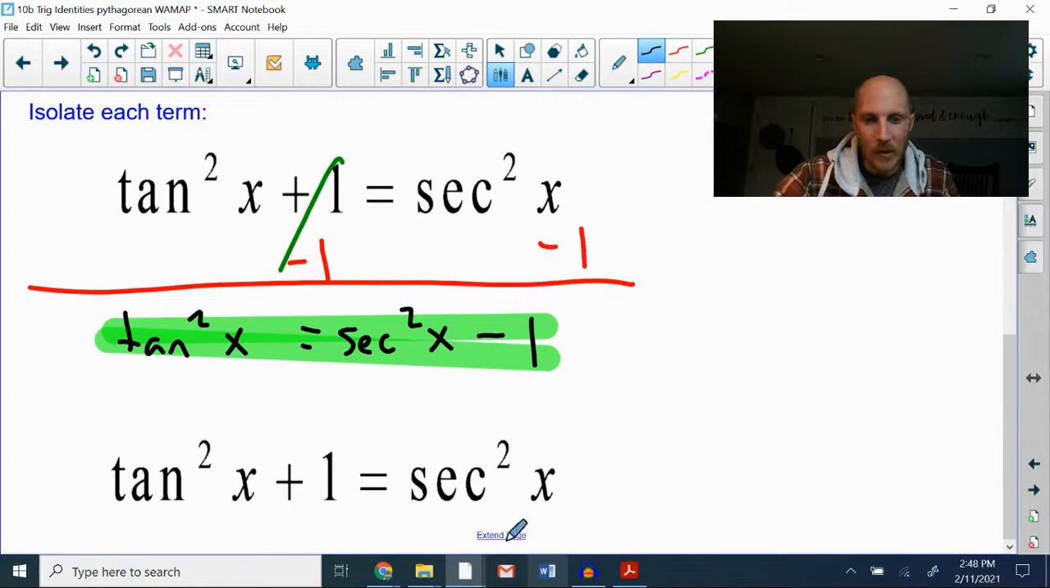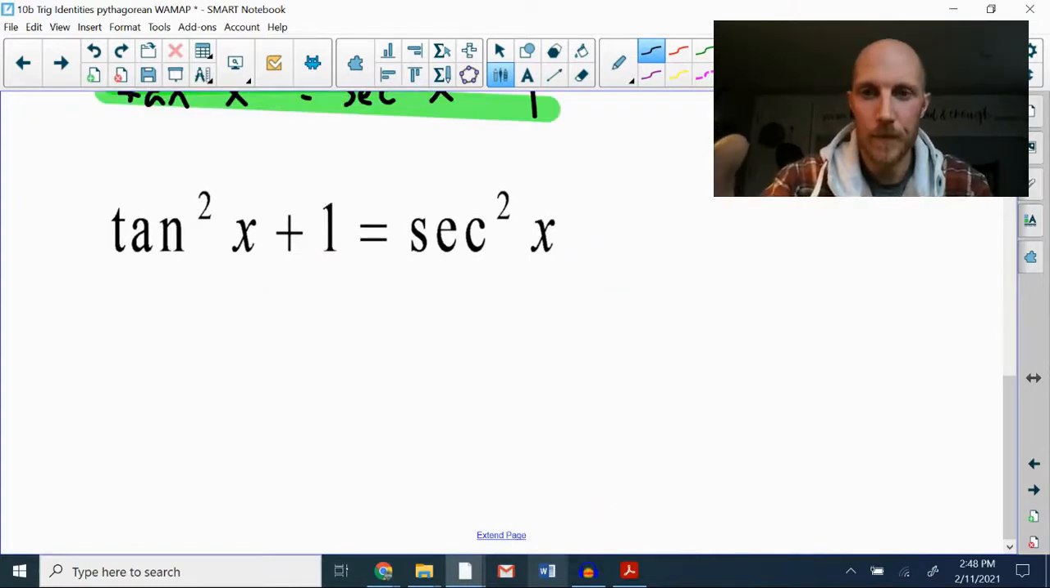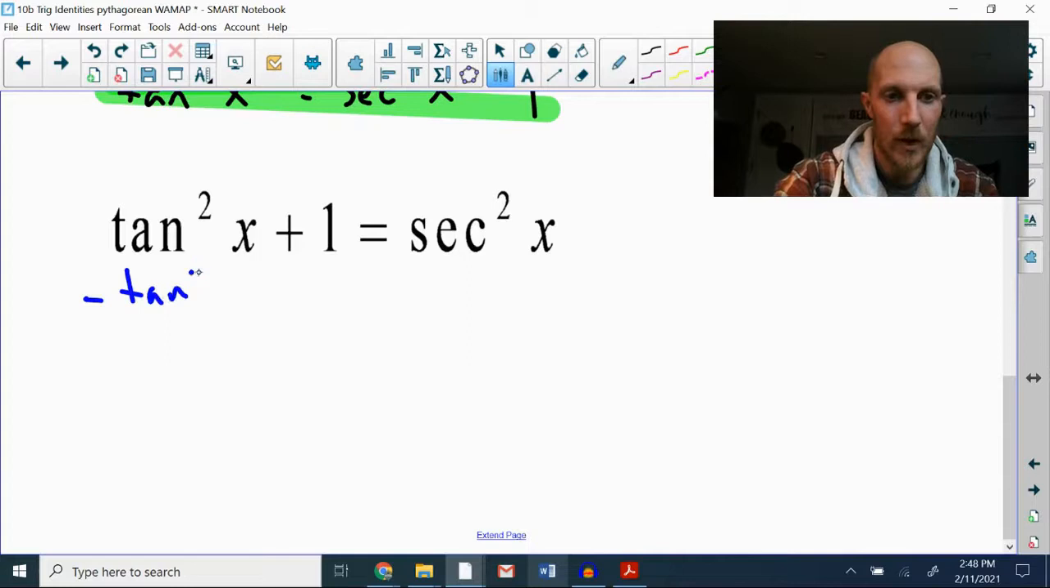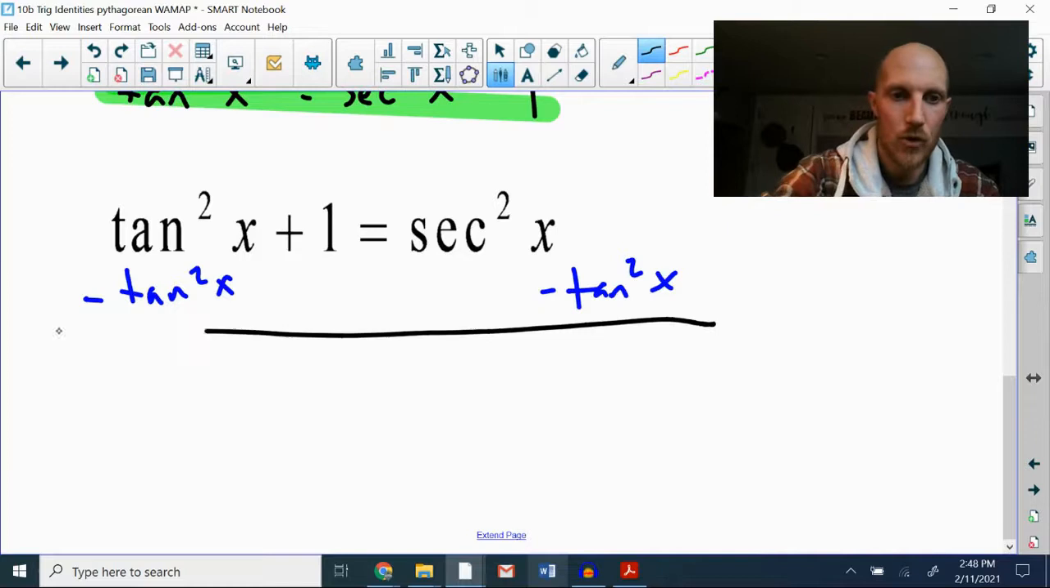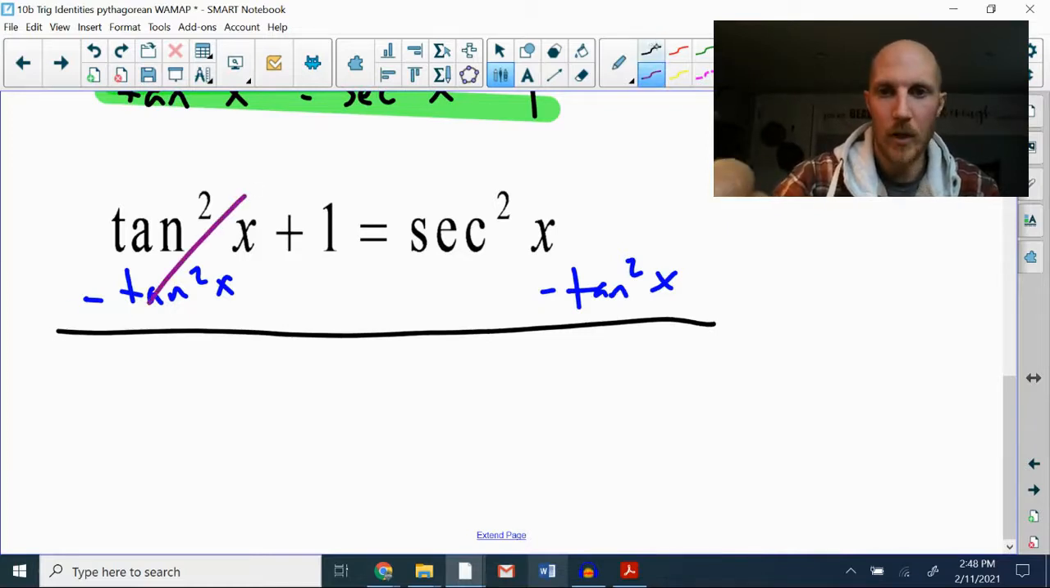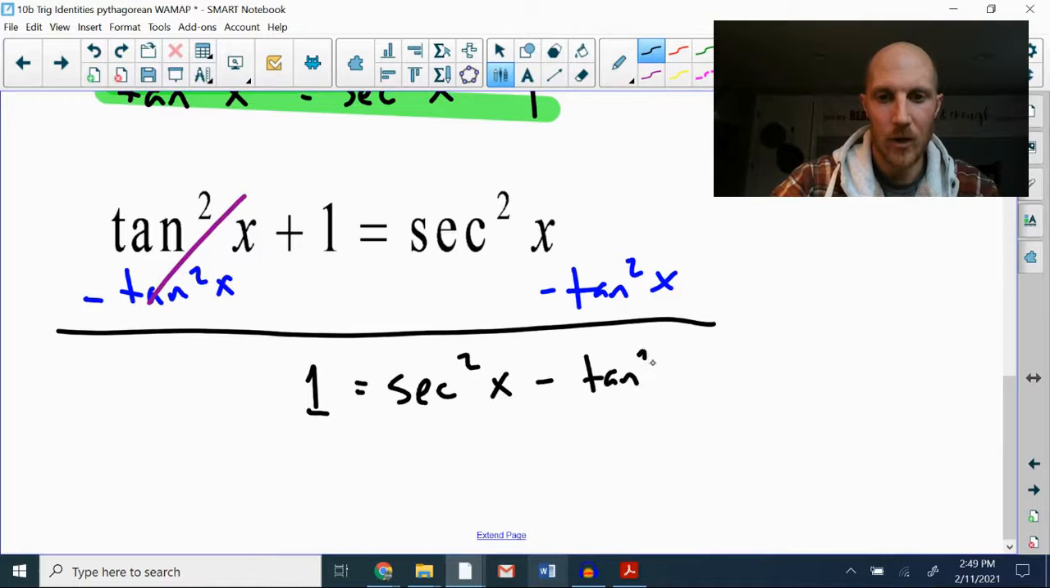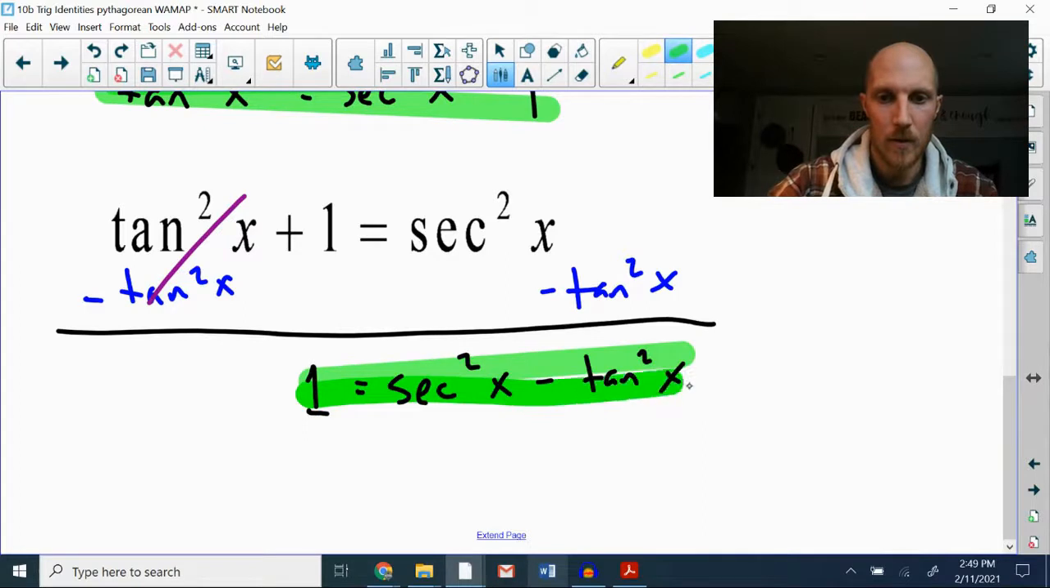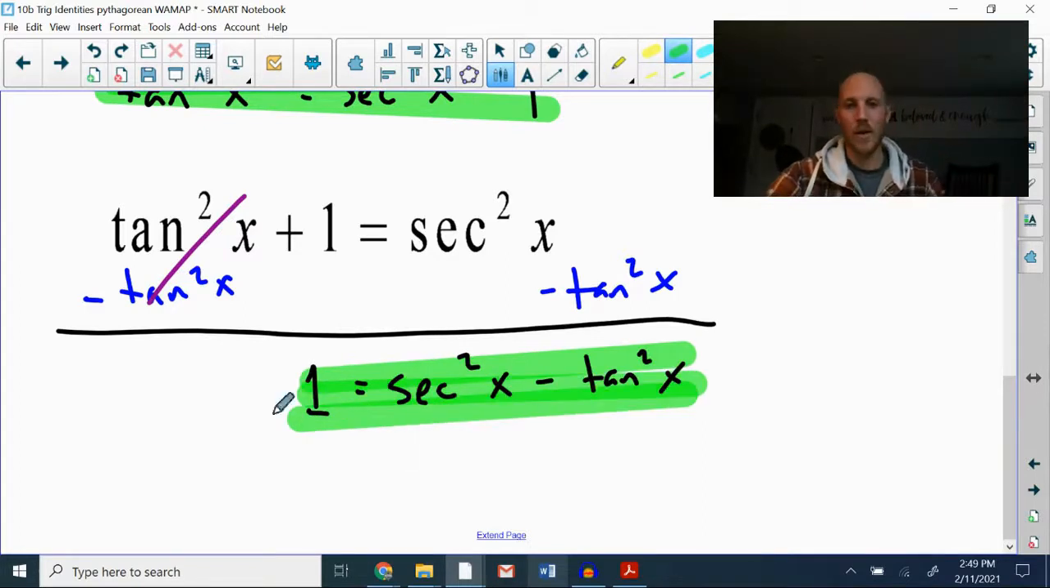All right, and then lastly, there is tangent squared of x plus 1 equals secant squared of x. Again, this time, let's isolate the 1. So to isolate 1, I'll need to subtract tangent squared of x from both sides of the equal sign. These guys cancel. That 1 drops down. Secant squared of x minus tangent squared of x. Highlight. And there is the 9th version. Woo!